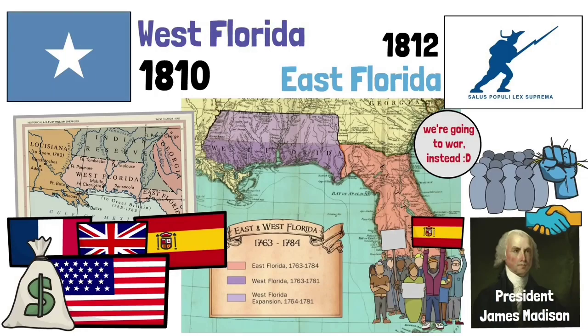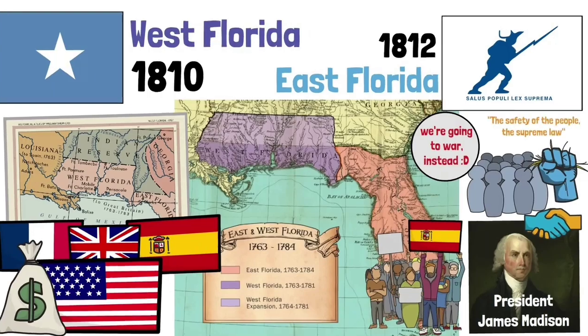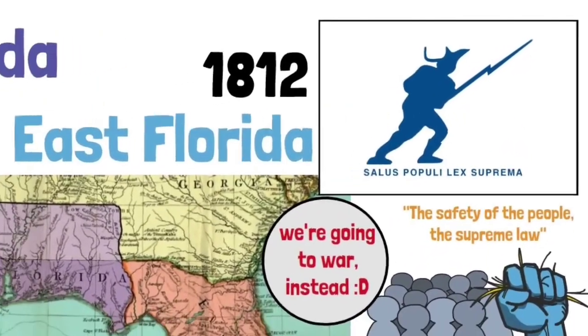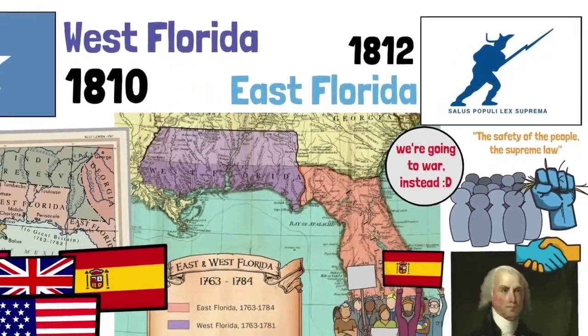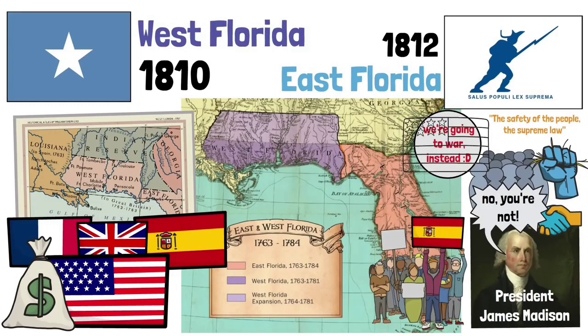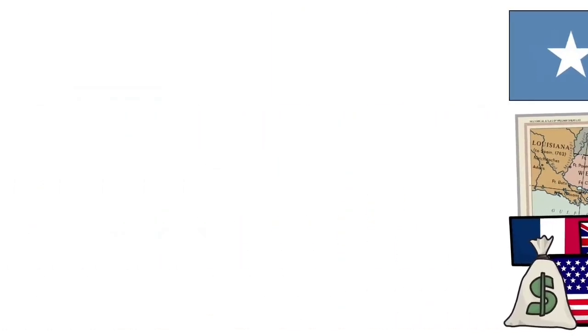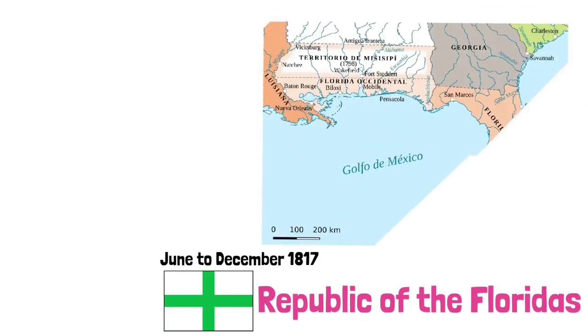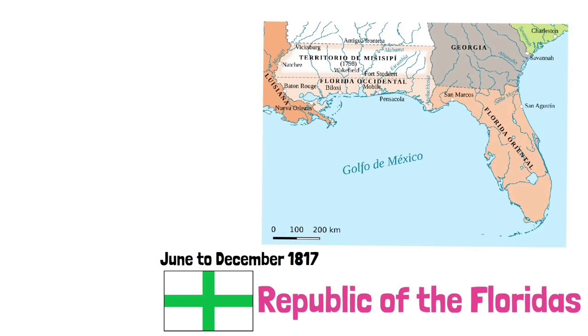which went against the desires of the American president. Their flag was white with a blue soldier on it, charging with a bayonet. Beneath him was the Latin motto, Salus Populi Lex Suprema, the safety of the people, the supreme law. But while the US wanted Florida, it didn't want it like this, and so these Georgian insurgents were defeated by the US military itself, who returned the territory to the Spanish. However, they did eventually get Florida, which became a part of the Union in 1845. The Republic of the Floridas was another short-lived country in the area from June to December 1817 to establish an independent Florida, at the time still a Spanish territory.